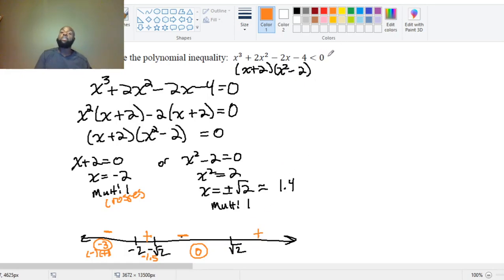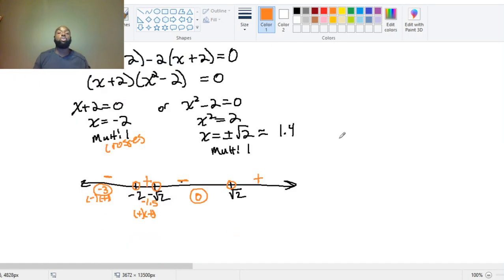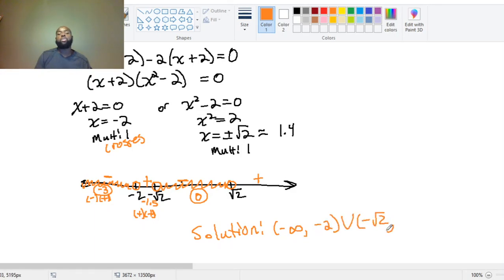Now, we want to see the intervals where it's less than 0, and we don't include these points where it equals 0 because this doesn't have an equal to symbol under our inequality. So my solution for less than is going to be this interval here and this interval here. So I can say that my solution set in interval notation would be from -infinity to -2, union negative square root of 2 to square root of 2. Okay?